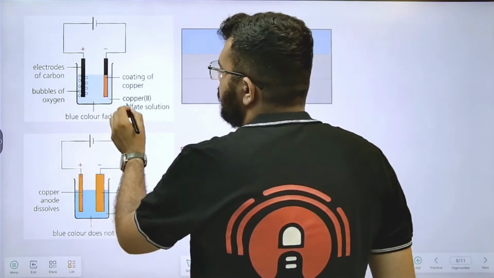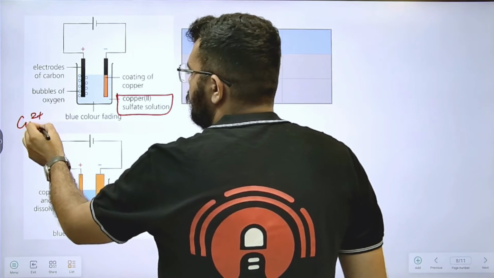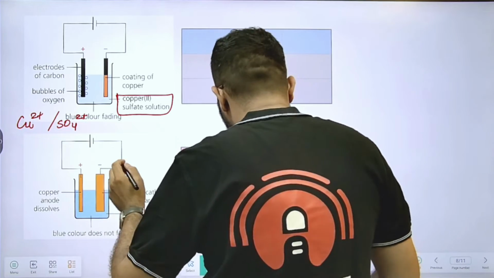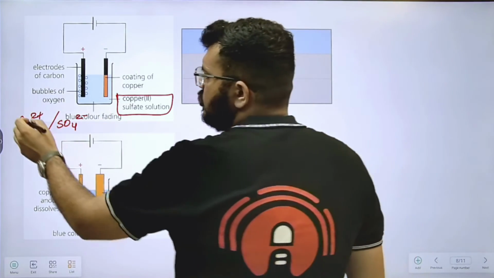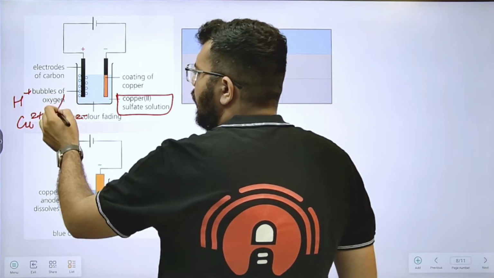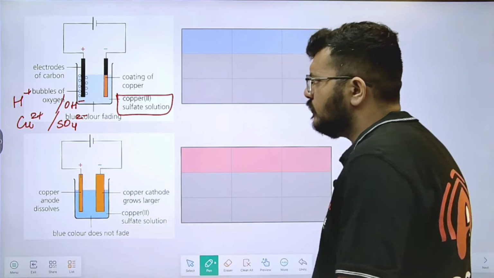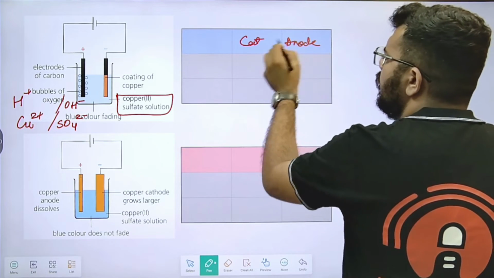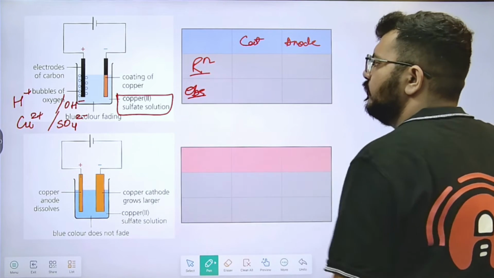You have copper sulfate solution, right? Copper sulfate solution is Cu2 plus, SO4 2 minus. And because it is a solution, you have H plus and you have OH minus, right? Let's see what happens at cathode, what happens at anode, what is the reaction, and what is the observation.